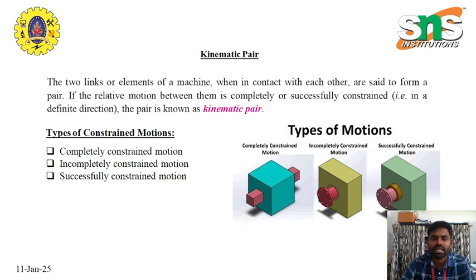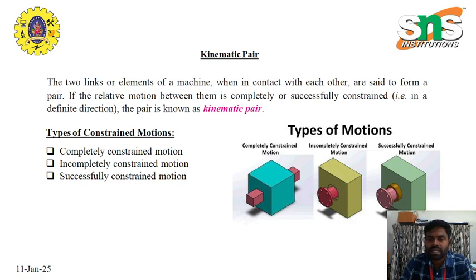Here we have three categories: completely constrained motion, incompletely constrained motion, and the third one is successfully constrained motion. The first one is completely constrained motion, see the picture listed here. A square rod is inserted into a box, and it travels in only one direction. There is no other motion, so it travels in a single path and a single direction. So it is completely constrained motion.